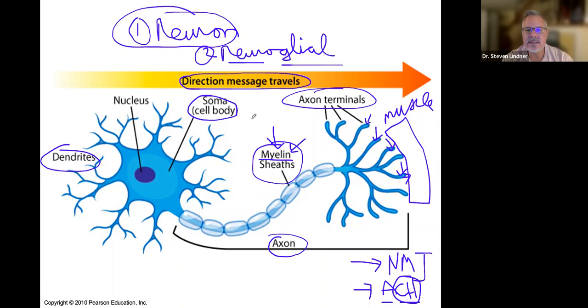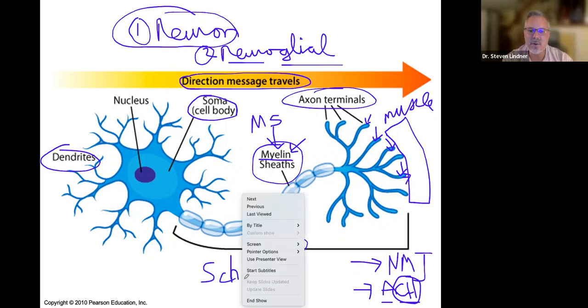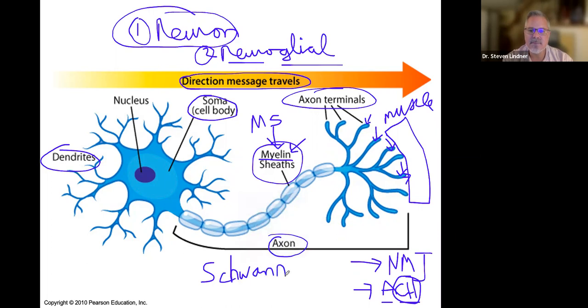And there is a disease called MS, or multiple sclerosis, in which the myelin breaks down. It's like an autoimmune disease where the body attacks its own Schwann cells. They're called Schwann cells. And the Schwann cell happens to be a type of neuroglial cell. That Schwann cell produces myelin. It produces myelin in the peripheral nervous system.